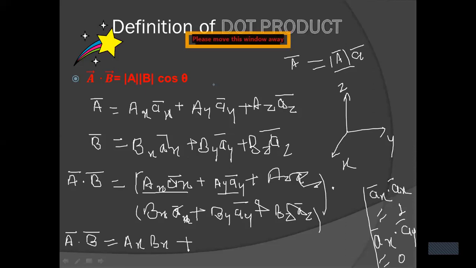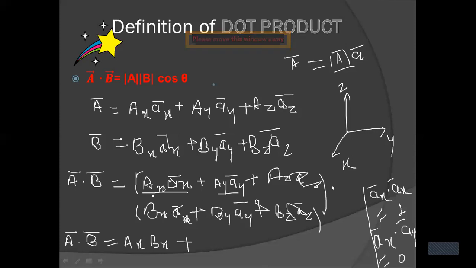Plus, similarly you can multiply the second term, that is a bar y, to this whole bracket. Now you have to tell me what will be the answer. When I multiply to this bx a bar x, what will be the answer?